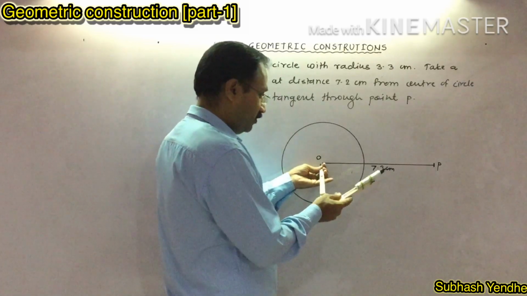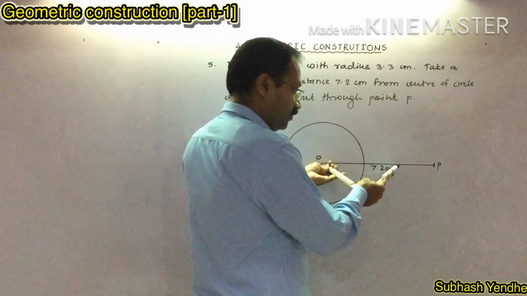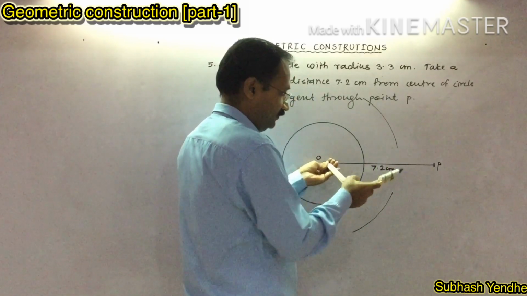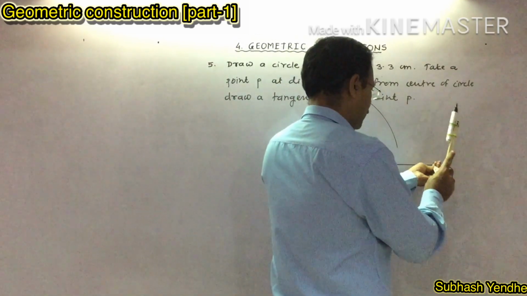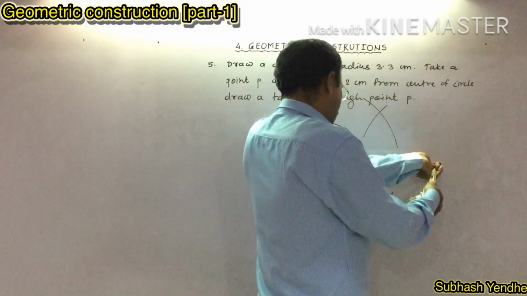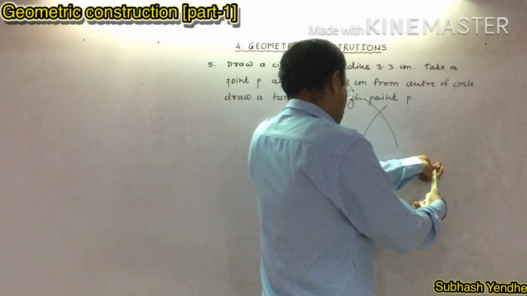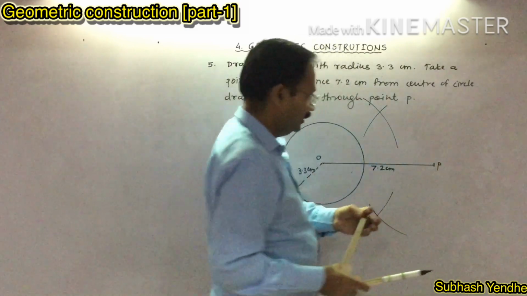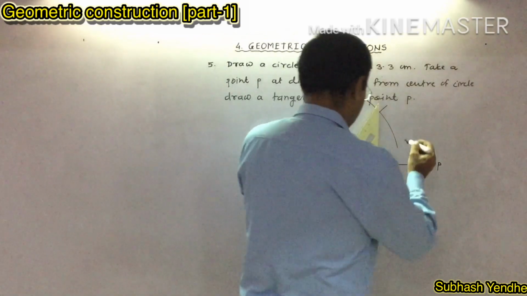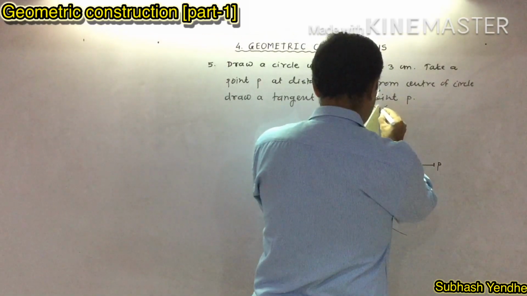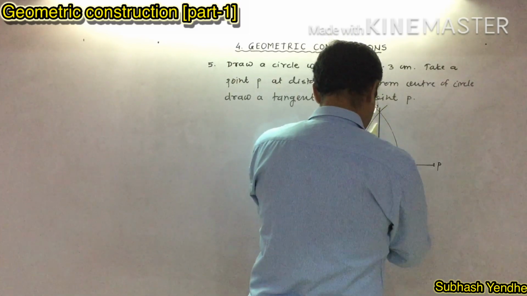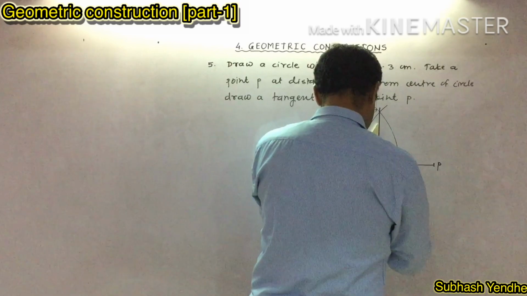So put the point on O first, take more than half and make the two arcs. Then put the point on P and then again by the same distance you have to draw the arcs. Okay, here I draw the two arcs. Now join these arcs. So you get the perpendicular bisector. So this is the perpendicular bisector.